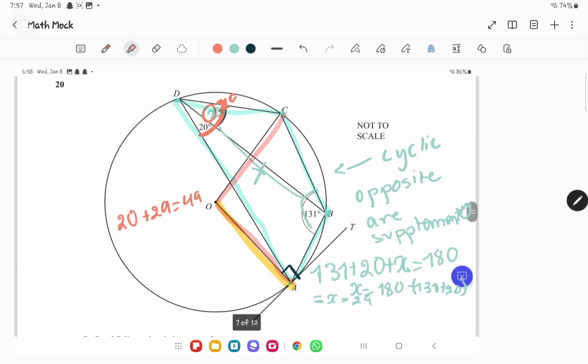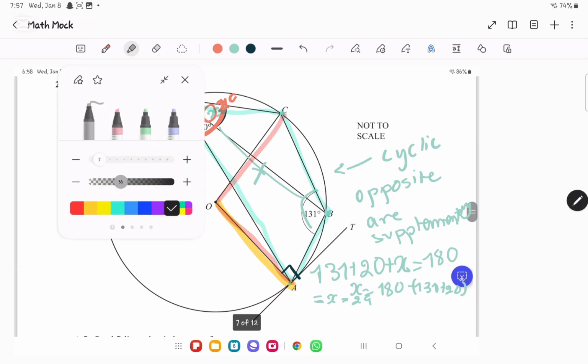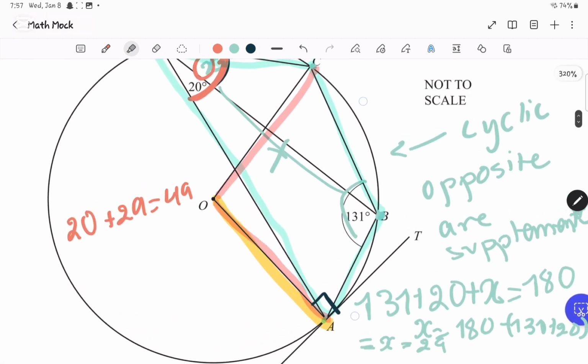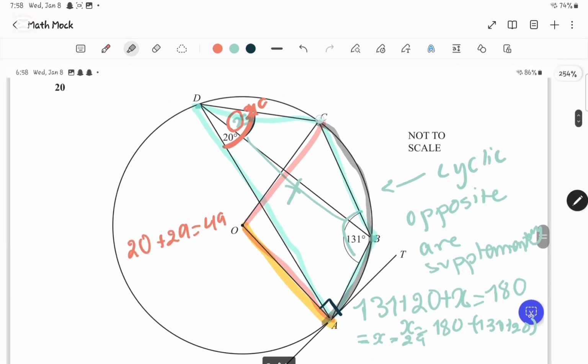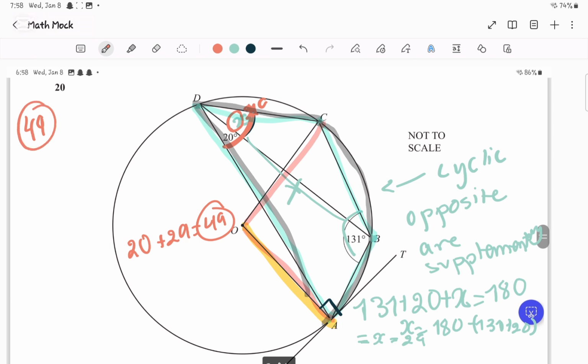AOC. Okay, now I noticed something, I don't know if you noticed it as well: angle AOC is intercepting this arc, and this same arc is being intercepted by angle CDA. Now look at this, CDA, we found out that it's 49 degrees, but it's an interior angle, whereas the angle we are looking for, which is AOC, is a central angle. So what is the relation?